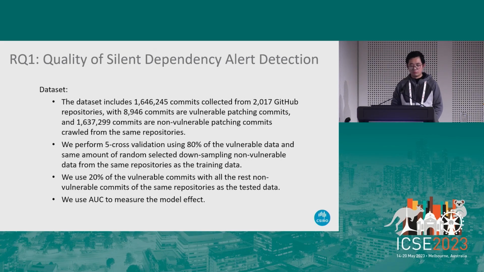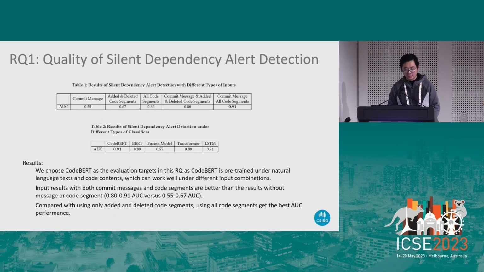Our dataset includes more than 1 million commits collected from the 2017 GitHub repositories, with around 9,000 commits being vulnerability patching commits, and the rest being non-vulnerable commits, crawled from the same repositories. We use AUC to measure the model effect. For the evaluation, we test both the input combinations, and we also test different model baselines.